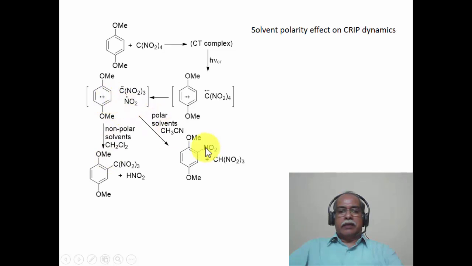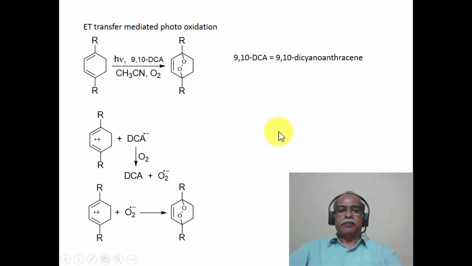This is an example of an electron transfer mediated photooxygenation reaction. Photooxygenation can be carried out in the presence of oxygen and a sensitizer. Here 9,10-dicyanoanthracene is acting as a sensitizer. The 9,10-dicyanoanthracene is the acceptor and this diene is the donor. Photoexcitation of 9,10-dicyanoanthracene in the presence of this diene essentially results in the electron transfer from the diene to produce the cation radical and the anion radical of dicyanoanthracene.